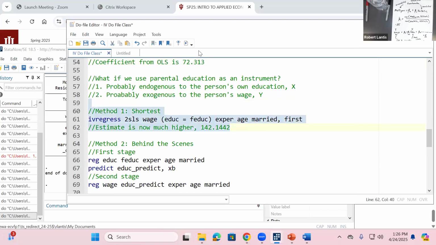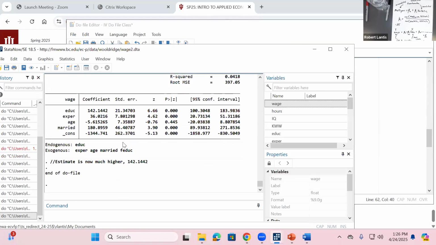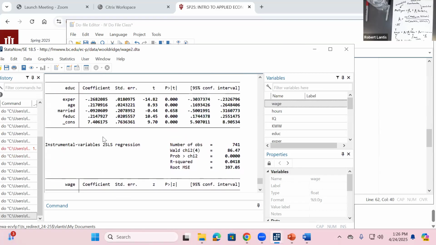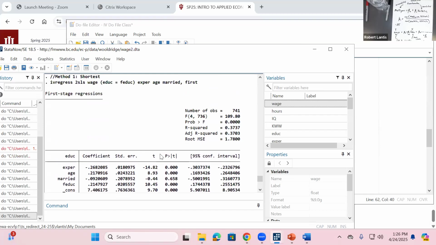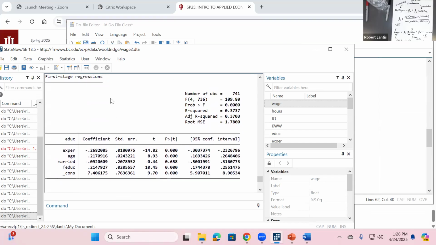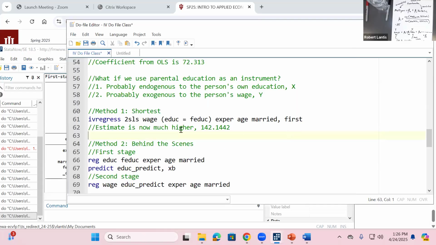So I'm going to run this regression. I'm going to put the comma first so I can see the first stage, right? So look at my first stage results. Does this look like a good instrument in terms of the relevance condition? Well, my F statistic is 109. It's well above 10, right? My p-value associated with it is 0, a high test statistic of about 10, right? So it looks like it's meeting that condition.